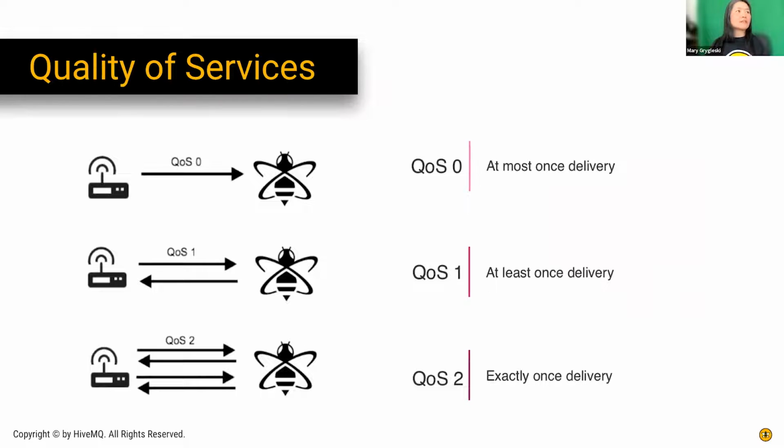Okay, so now let's take a look at quality of service, which is a very key feature of MQTT. There are essentially three levels. The first one is QoS level 0, which means at most once delivery. Then there's QoS 1, which is at least once delivery. And QoS 2 is the strongest guarantee of delivery. It means exactly once: you want it delivered once and no more, no less.